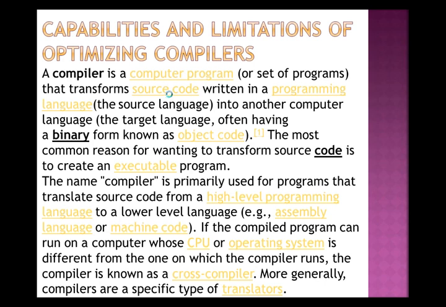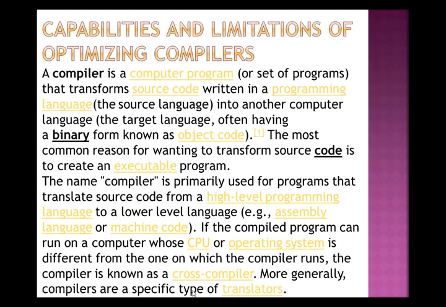Then we studied why we convert into object code. The main reason is to create an executable program. Executable program means that it executes automatically when the program runs. The name compiler is primarily used for programs that translate source code from a high level language to a low level language, for example assembly or machine language. These are examples of low level languages, and examples of high level languages are C, C++, Java, and so on.